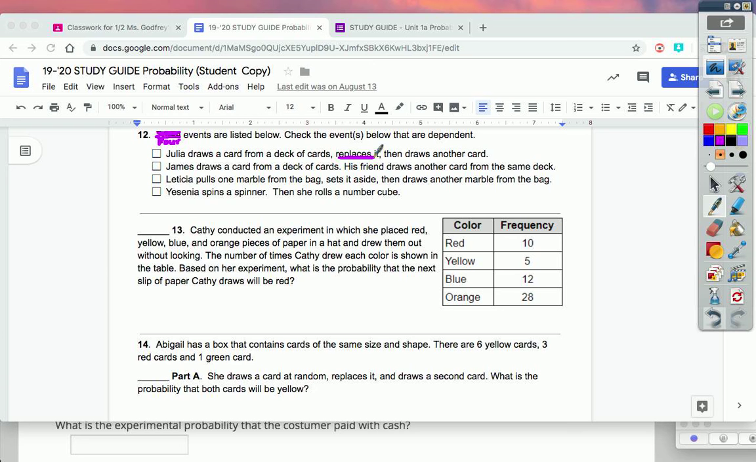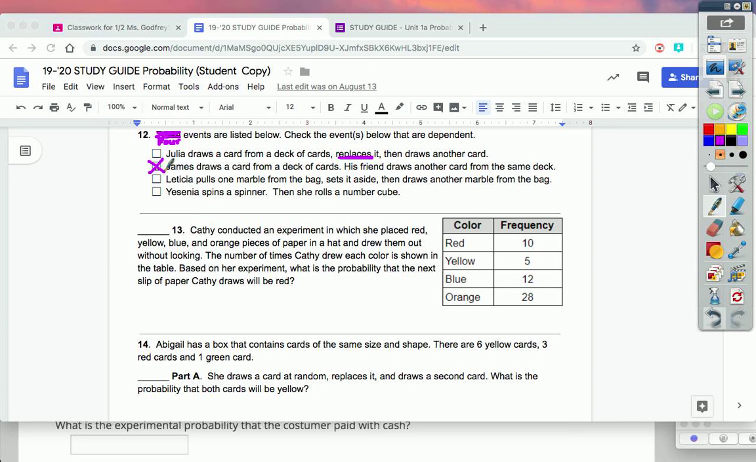James draws a card from a deck of cards. His friend draws another card from the deck of cards. So when James drew his card, he started off with 52. Once he drew his, he is now down to 51. So that impacted what his friend had to choose from. That is a dependent event or probability.